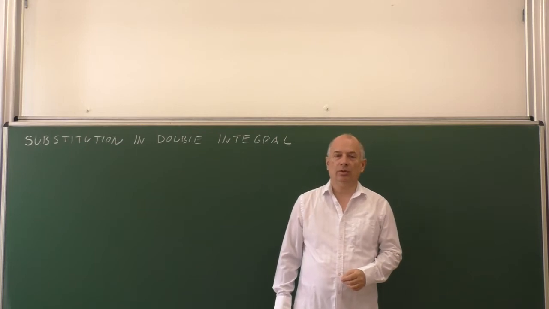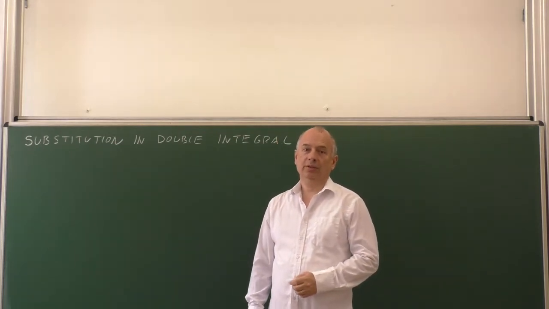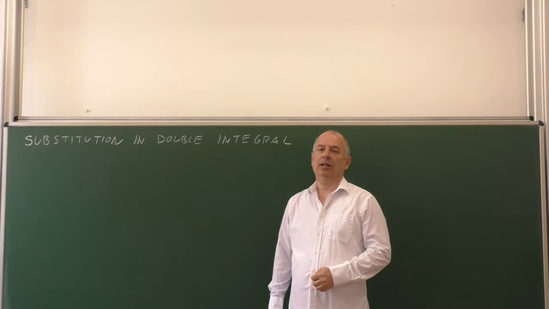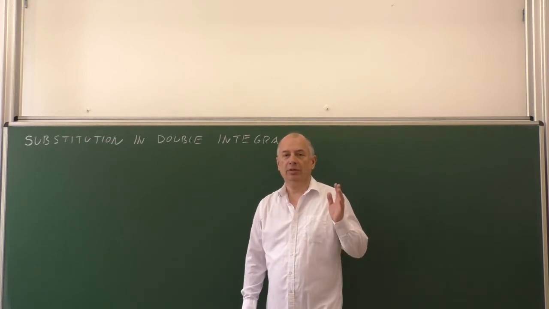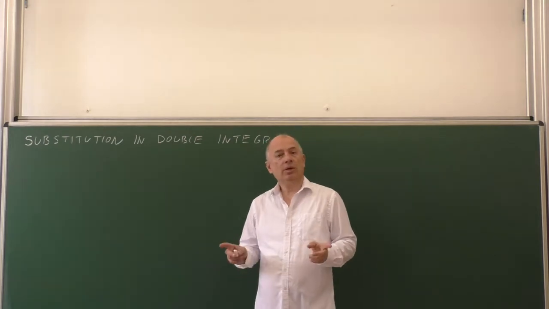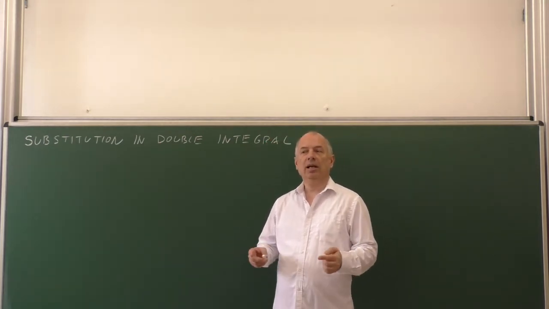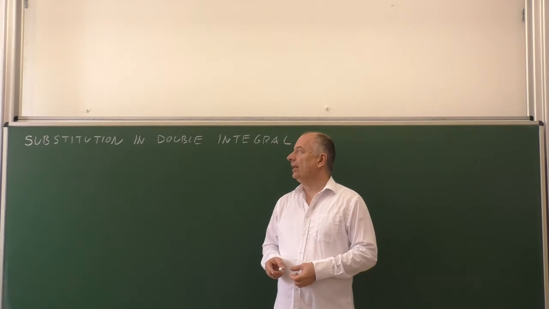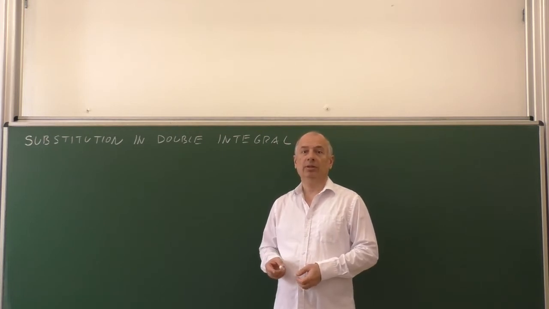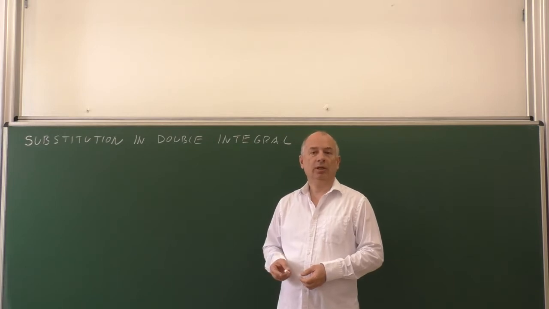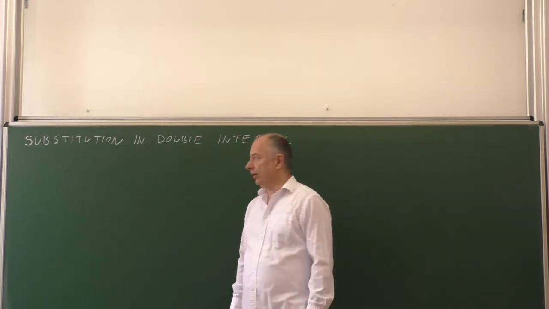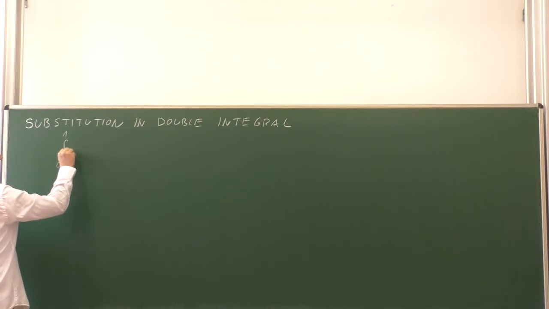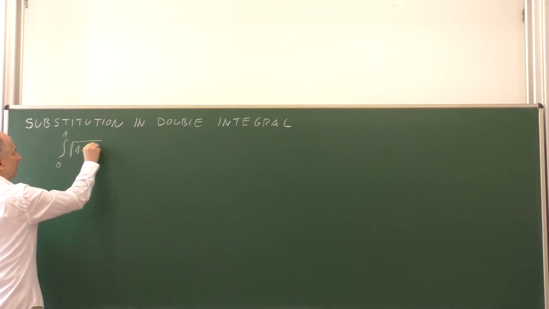We have seen that substitution is a useful method to solve definite integrals, even indefinite integrals. To explain substitution in double integrals, let me proceed in four steps. First, I will show you one simple example of a one-dimensional integral, and then we will formulate the theorem for substitution for a one-dimensional integral. Then I will show you one simple example for the double integral, and then we will formulate the theorem in the fourth step. So let me start with this quite simple integral from 0 to 1, square root of 1 minus x squared dx.